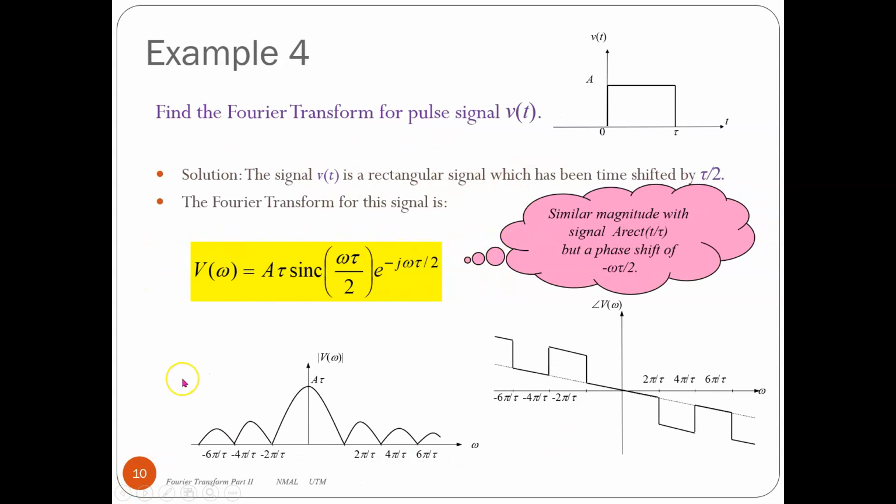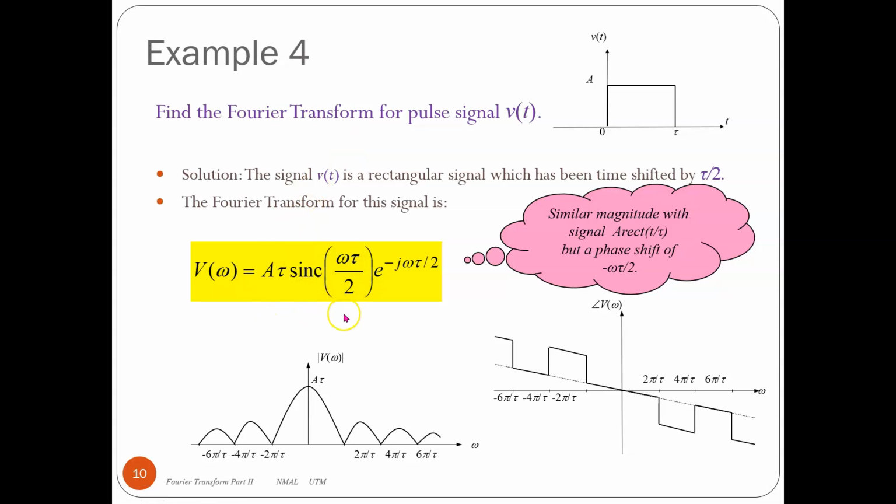Okay. Another example is to find the Fourier transform for this pulse signal. This is actually a rectangular signal which has been time shifted by tau over 2 to the right. So the Fourier transform for this signal is given as this. How did I obtain this? Remember that the Fourier transform for the rectangle signal is given as A tau sinc omega tau over 2.